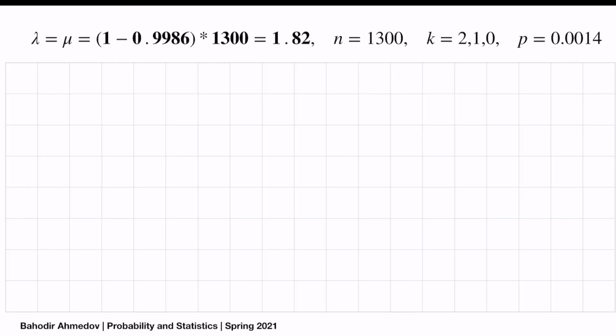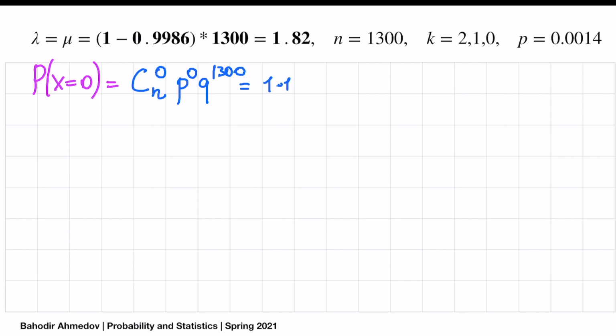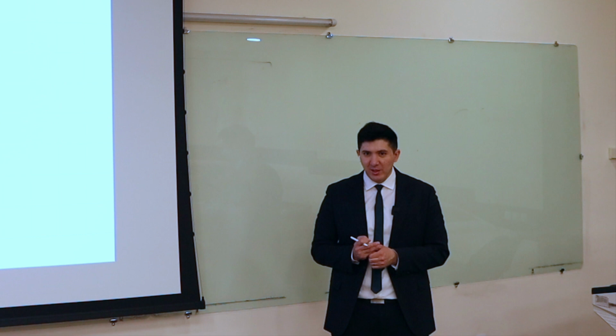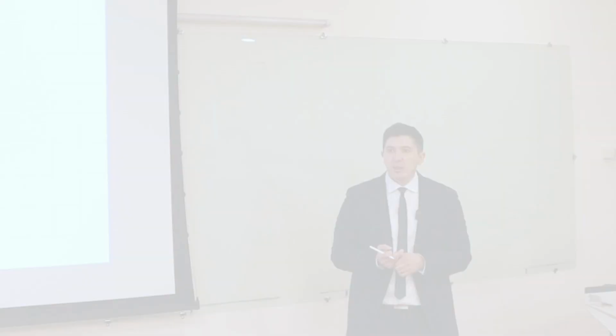So let's evaluate this. What is the probability of x equal to 0 using the binomial distribution? It is C(n,0), p to the power of 0, q to the power of 1,300, right? Or n, okay? It is going to be 1 times 1 times q. Q in our case is 0.9986 to the power of 1,300. It's actually a very realistic problem. People from insurance companies do similar calculations, by the way. Yeah. 0.16.